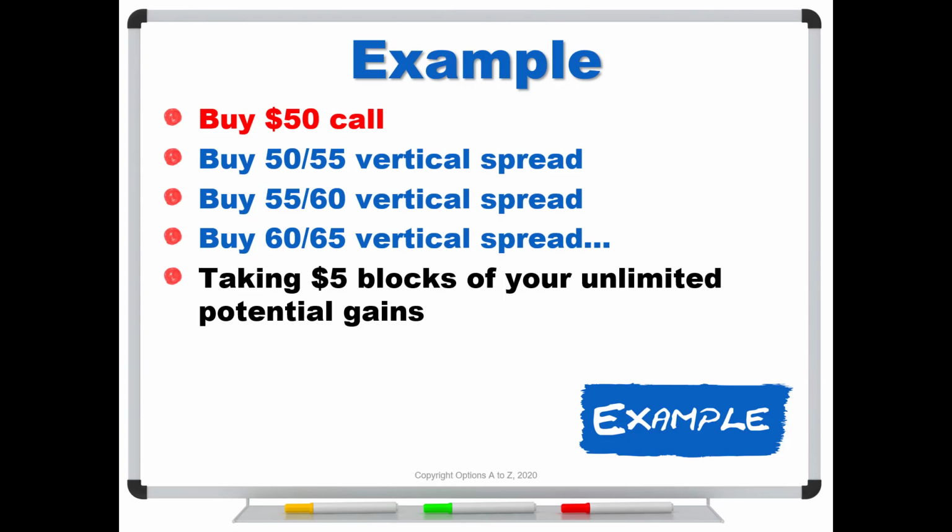So again, step back and look at what's happening. You're taking one strategy where you can start profiting if the stock rises above 50, but you can profit forever. By my strategy, I can do the same thing. I can profit forever, but I'm just doing it in $5 increments. So that's the important insight. Now, vertical spreads are not the only strategy we could be doing this with. But for this video, I'm just going to focus on the vertical spreads.